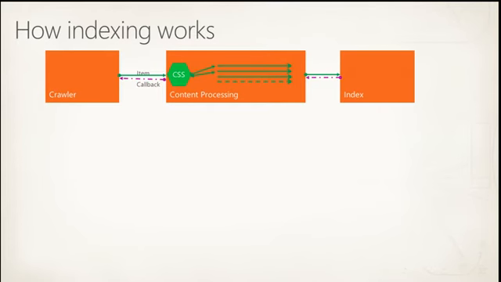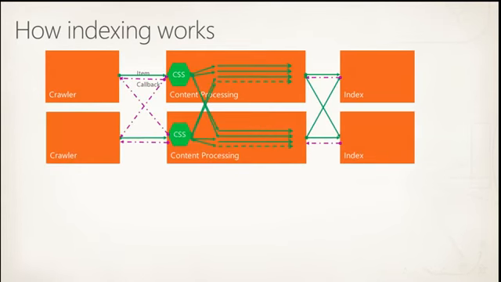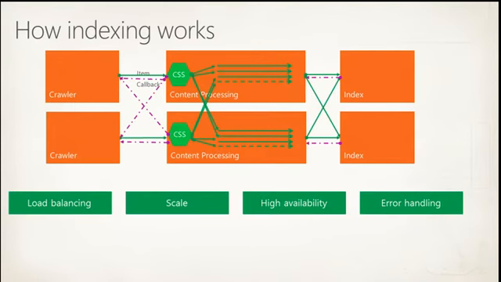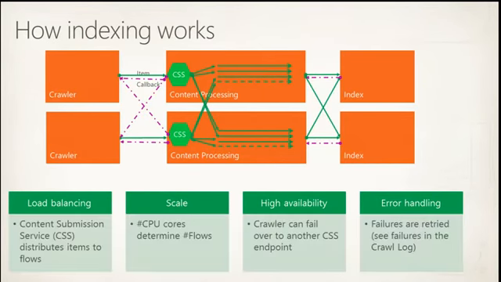Now, let's see what happens when you start scaling out things. This is when we have to start caring about things like load balancing and scaling and high availability. So we do load balancing between the different components. The crawler talks to the CSS, but the CSS will distribute the items across all the different content processing components that are available. And then obviously we also distribute the items between different indexes. So that's one way we scale up.